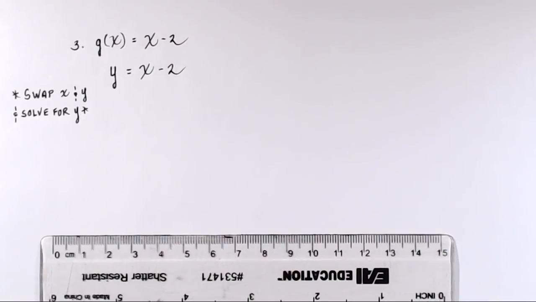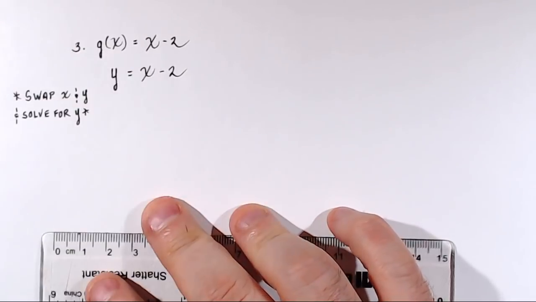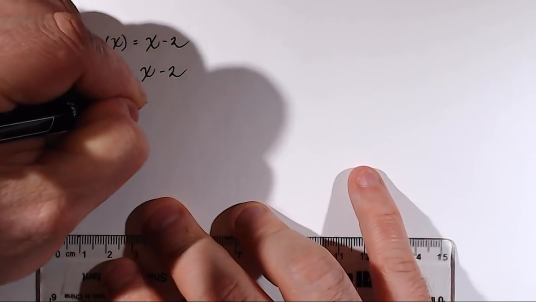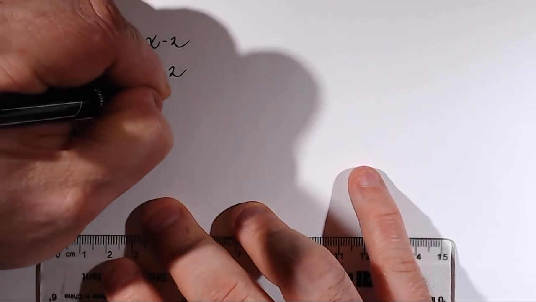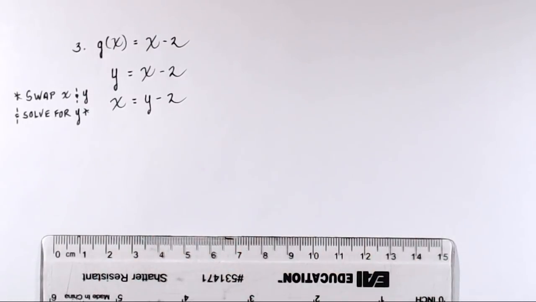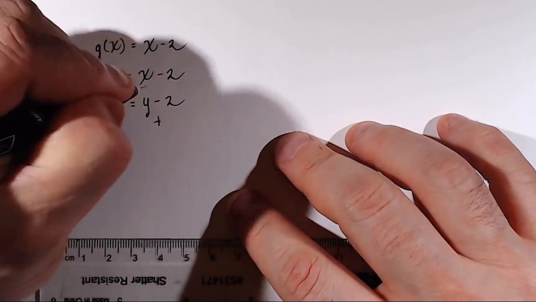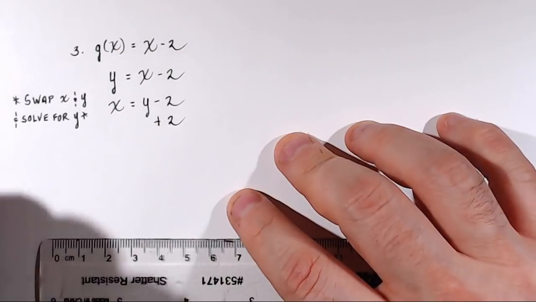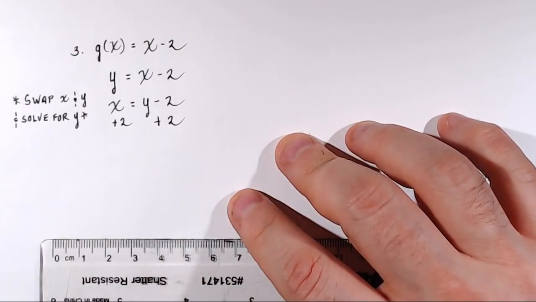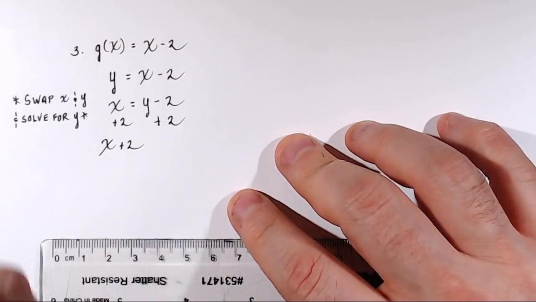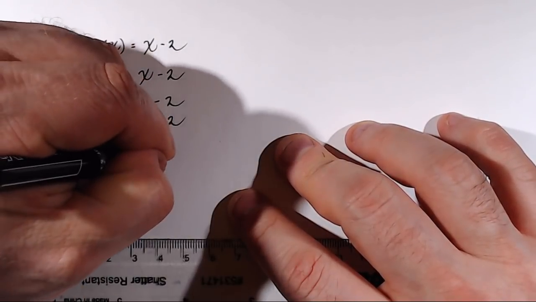Let's swap x and y, then solve for y, and kind of do so on autopilot. Just do it. So if y equals x minus 2, then x equals y minus 2. And now solve for y. So I'm going to get y by itself by adding 2 to both sides. And now I have x plus 2 equals y.